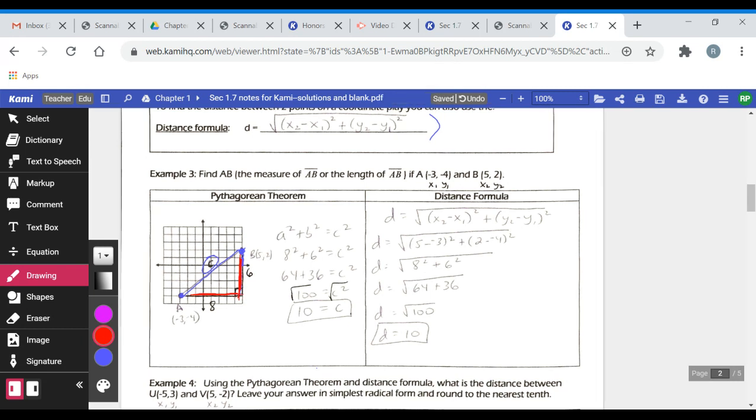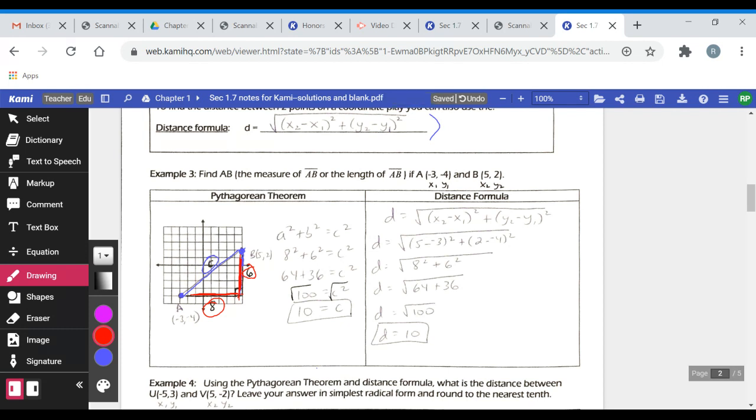And again, I can figure out how long this bottom red line is by counting the spaces. It's like a number line: 1, 2, 3, 4, 5, 6, 7, 8. I'm not allowed to count along the diagonal, but I can count in the horizontal and vertical. So I got 8 here. You can see I count 1, 2, 3, 4, 5, 6. So I got 6 here.